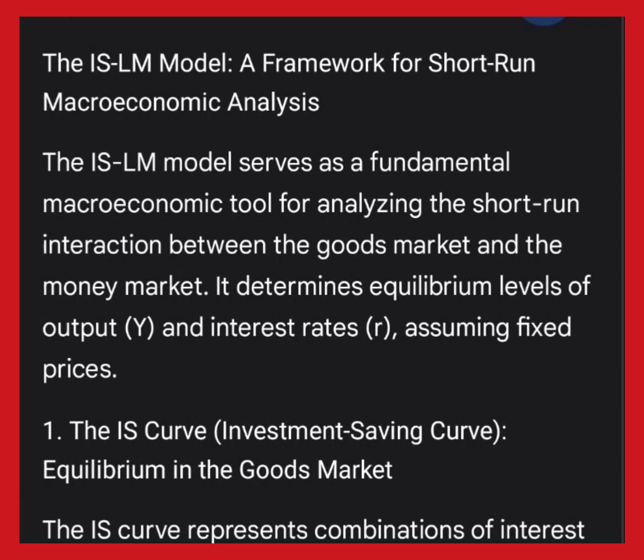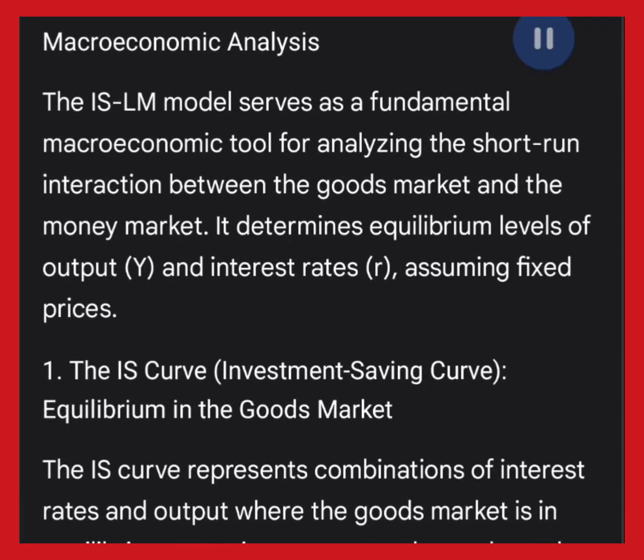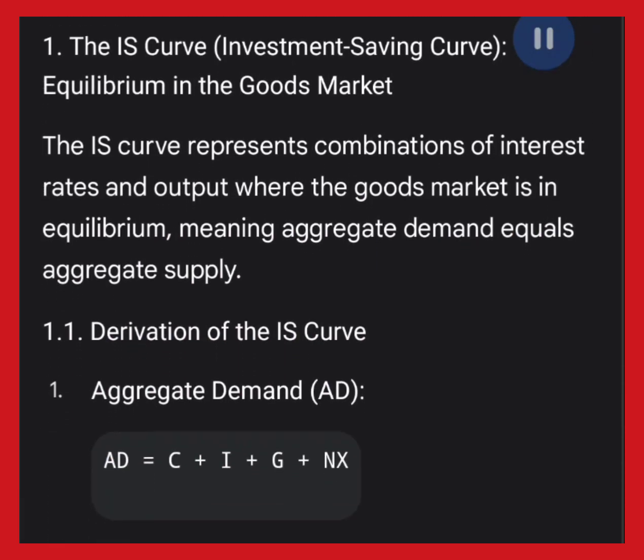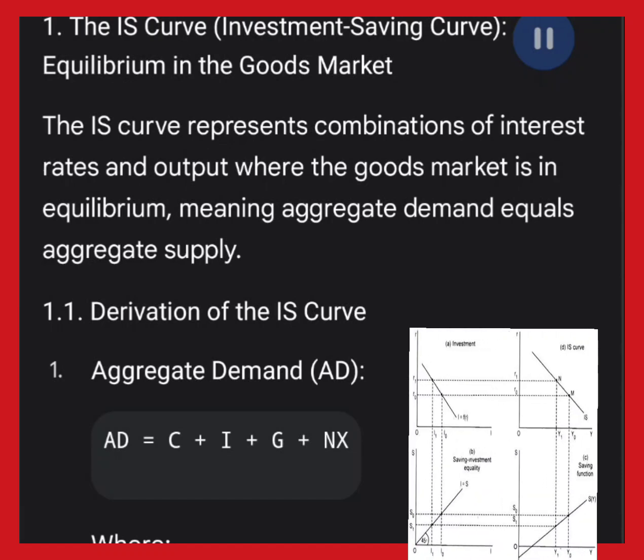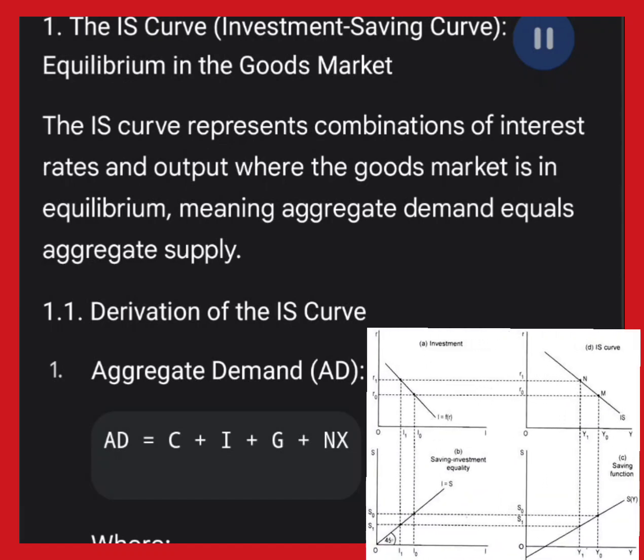1. The IS curve, investment saving curve. Equilibrium in the goods market. The IS curve represents combinations of interest rates and output where the goods market is in equilibrium, meaning aggregate demand equals aggregate supply. 1.1. Derivation of the IS curve.